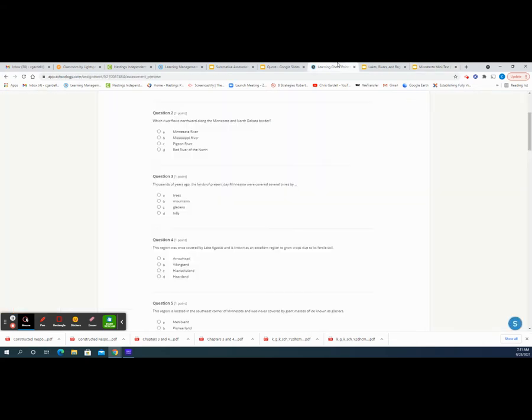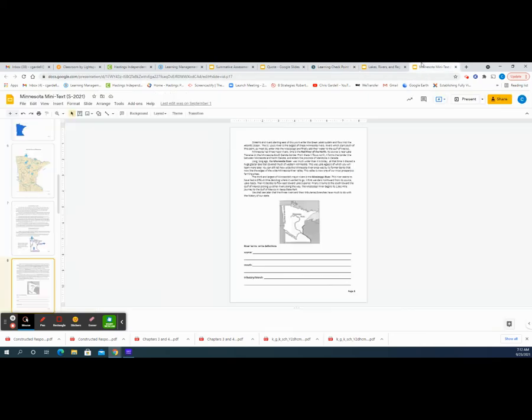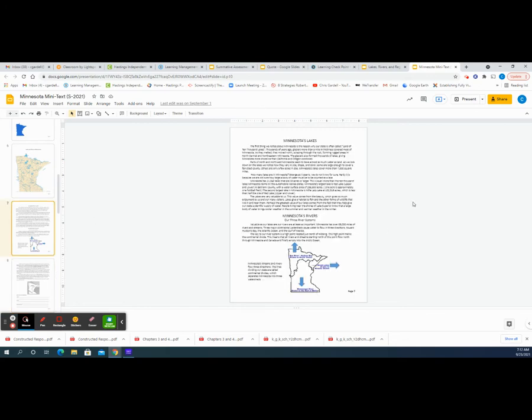All right, question number 3. Thousands of years ago, the lands of present-day Minnesota were covered several times by what? Okay, so again, we're talking about the lands of Minnesota being covered by what? All right, so back into our Minnesota mini text. Where are we going to find that information? We're going to start on page 7.